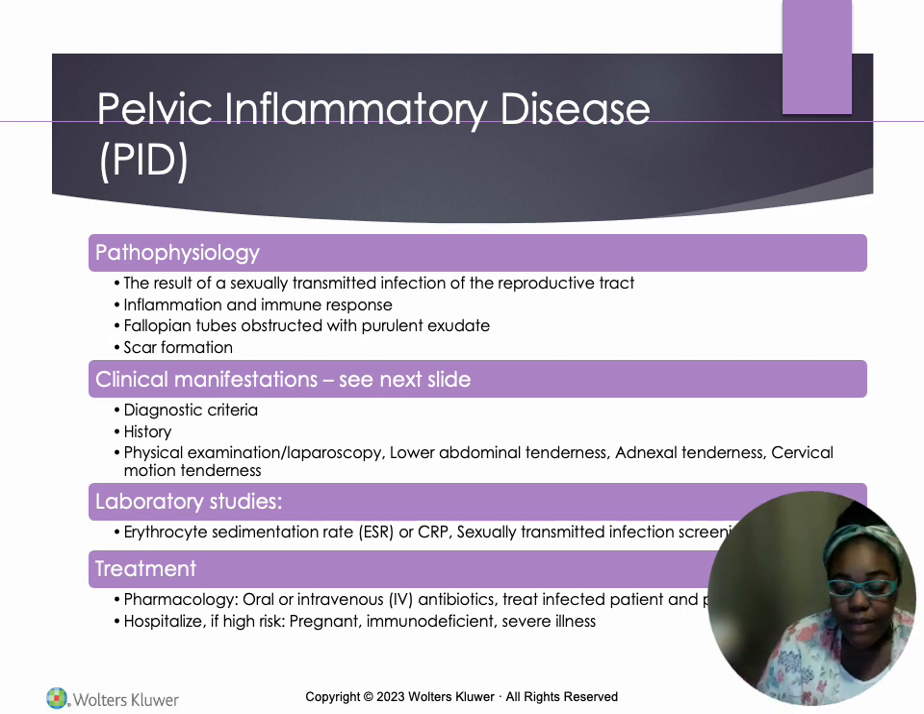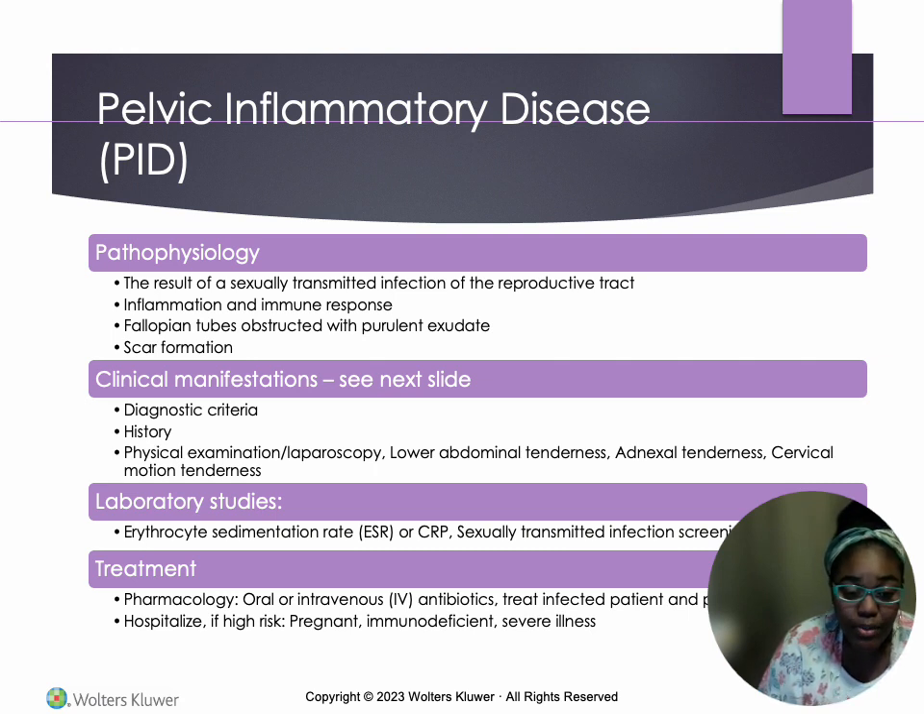So you'll see inflammation, you'll see the immune response activated as a result of this PID, and normally your fallopian tubes are obstructed with drainage or purulent exudate, or this is pus, and sometimes you have scar formation in those fallopian tubes in the reproductive tract. As far as your diagnostic criteria, of course, you have to have a history and physical examination. Normally, there's a laparoscopy, which is just the incision, kind of like a biopsy, where they look inside where the issues are. You have lower abdominal tenderness, adnexal tenderness, and cervical motion tenderness.